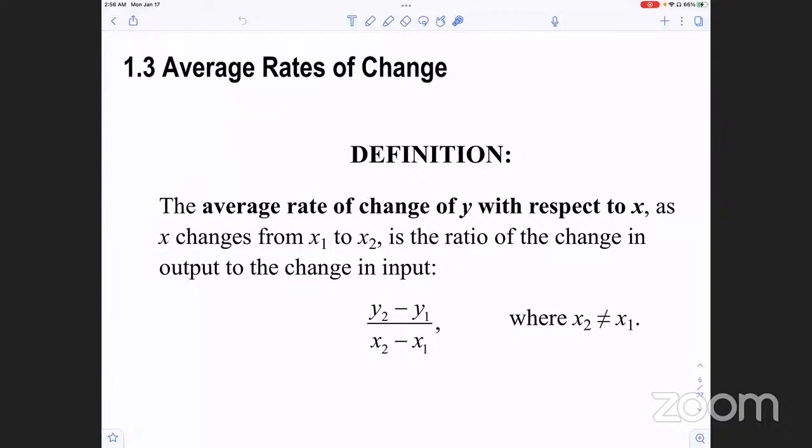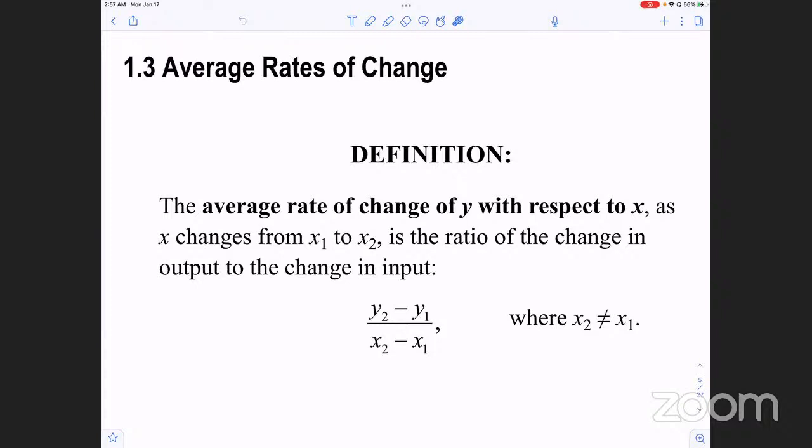So now let's see what we mean by the average rate of change of y with respect to x. As x changes from x1 to x2, it is the ratio of the change in the output to the change in the input, right? So in college algebra 1, for our discussions, average rate of change essentially was just the slope, right? Slope is like rise over run, or change in y over change in x. So whenever you see average rate of change, essentially we're just talking about the slope between 2 points, right?